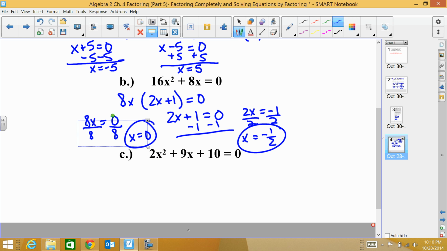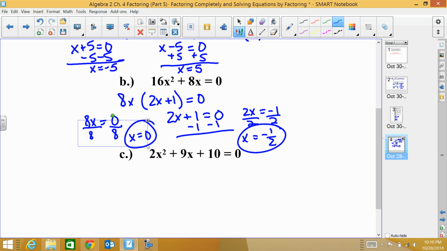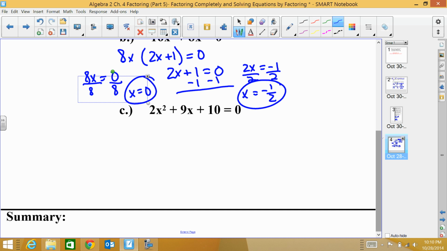Alright, last one. 2x squared plus 9x plus 10 equals 0. Now, I made it easy for you, and on all of these I set this equal to 0. But let's say, just for pretend, that this one was equal to negative 20. Then I would have to add 20 to both sides before I could start, because it always has to equal 0. So just make sure you pay attention to that when you're working on these later.